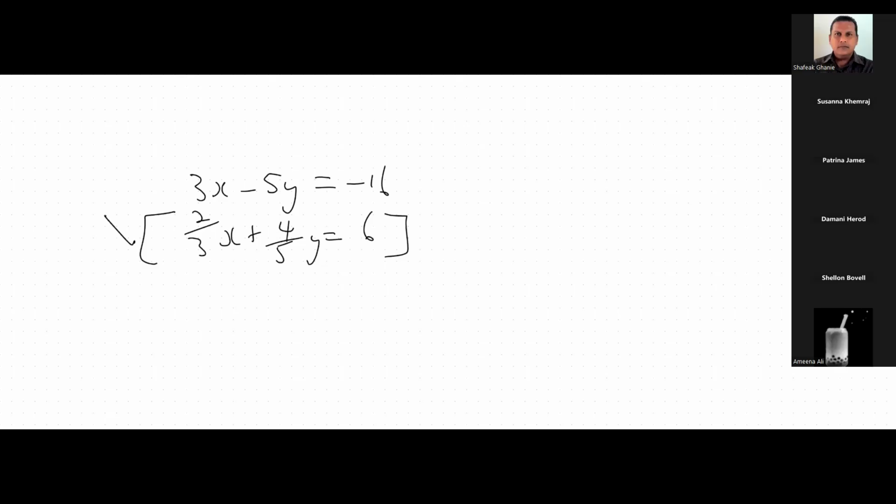Therefore, you have to do what you were doing earlier with simple equations, where you got to get rid of the fractions by multiplying by the LCM, right? So the LCM here is 15. You multiply everything by 15 and you end up with, what will you get? 10x plus 12y equal, this is a big number, right?